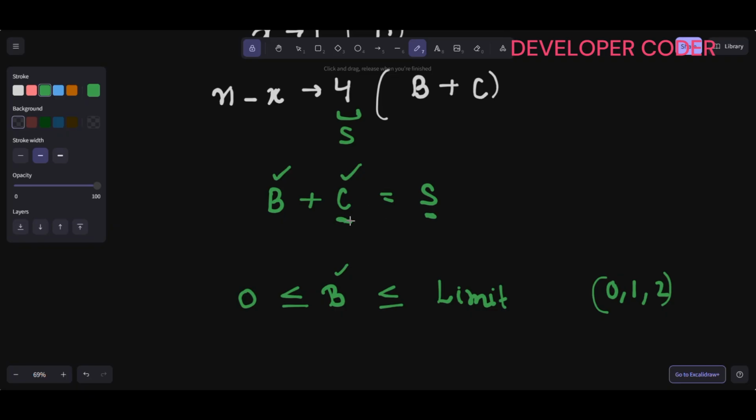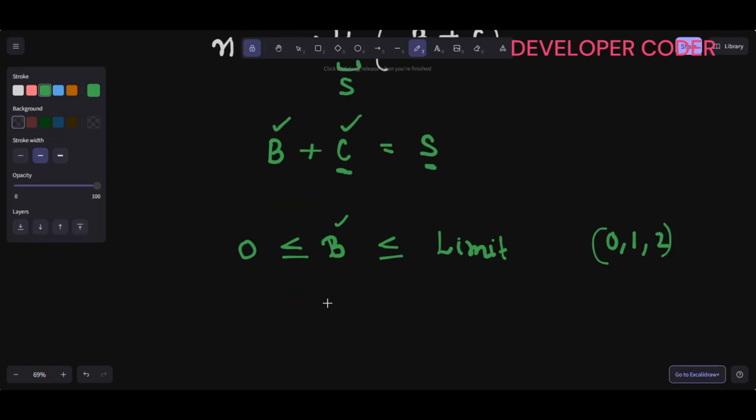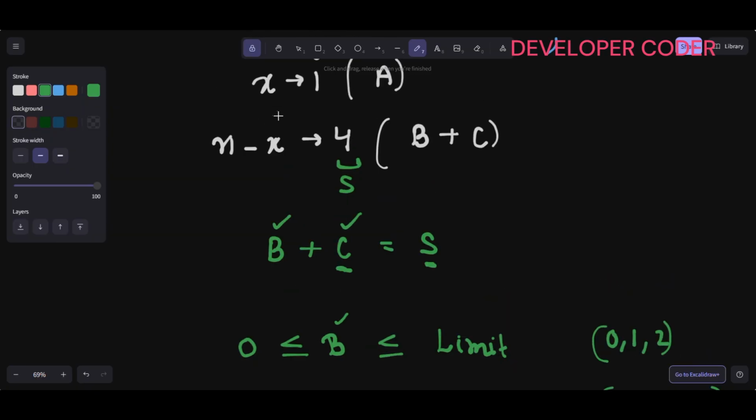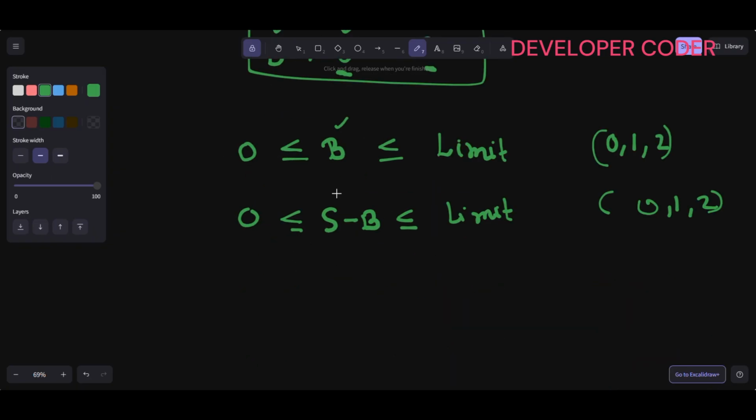Same way for C, I can write it like this: S minus B, for child number C. This value should also be in this range only, less than or equal to the limit. So S minus B should also be 0, 1 or 2. I should select in this range only. And X is equal to 1, A, this is fixed. I'm just talking about the second and third child, and with this condition I'm deriving these two things.